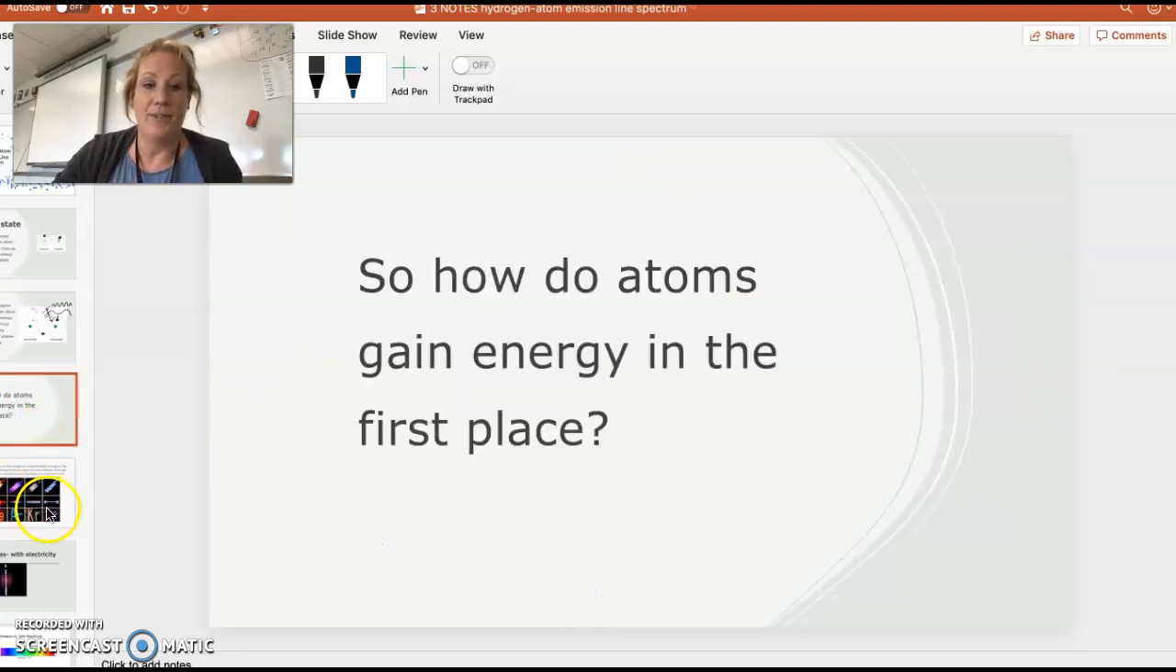So how do we get those atoms to gain the energy in the first place? We've talked about the flame tests. I actually put them in the fire. It causes the electrons to absorb those photons of energy and then to return back to ground state and release that color, the energy of the photon, but as a color wave.